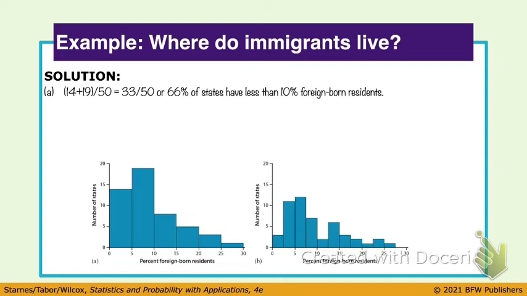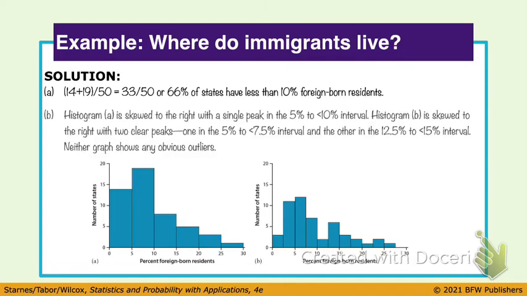Now, some people would look at the one on the left and say that it's unimodal and that this one is bimodal. True, probably, but they are both definitely right skewed. This one is skewed to the right with a single peak, and this one is skewed to the right with two clear peaks, so bimodal.